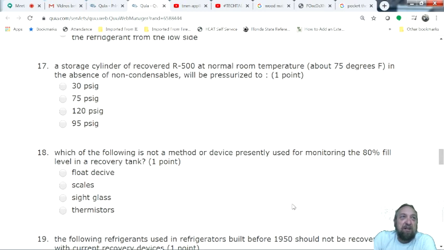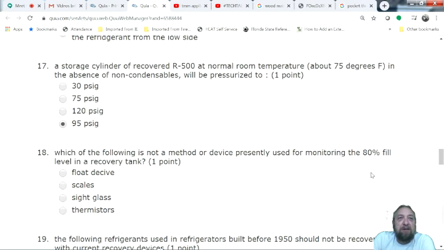Okay. A storage cylinder of recovered R500 at normal room temperature, about 75 degrees. You need the temperature pressure chart again. R500 at 75 degrees should be what? 75 PSI. Nope, 95. 95. Use the temperature pressure chart for those.